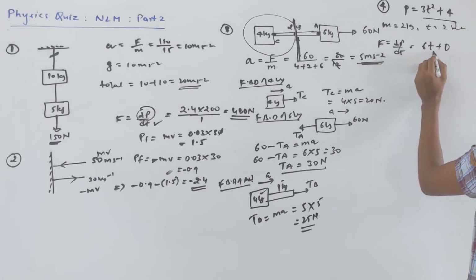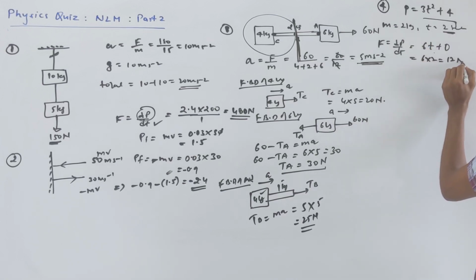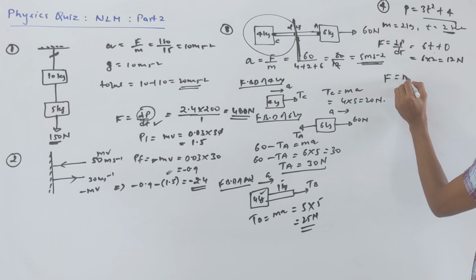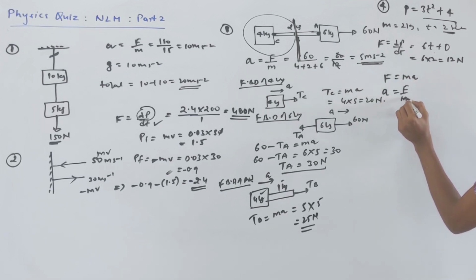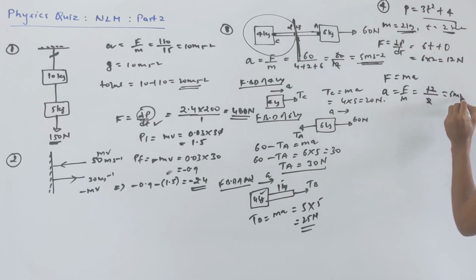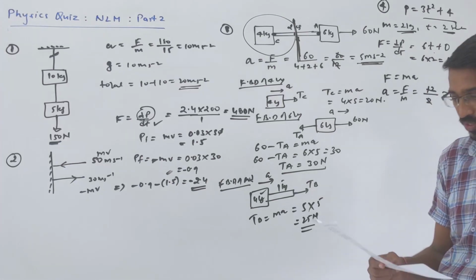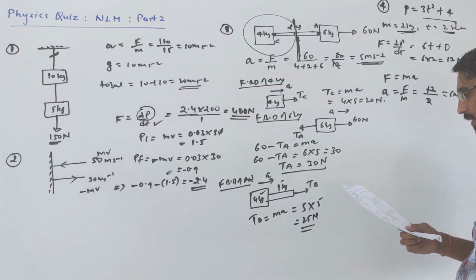Now force: time we know already, 2 seconds, so you can put it here, 6 into 2, so force becomes 12 Newton. Now force is also equal to ma, right? So acceleration is F by m. Force we calculated as 12 Newton, mass is given as 2 kg. So this becomes 6 meter per second square. That's the acceleration of this system. Clear? Second option is correct.